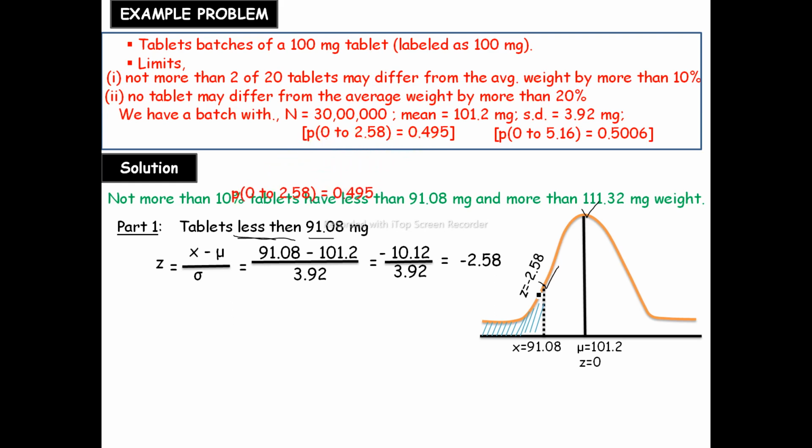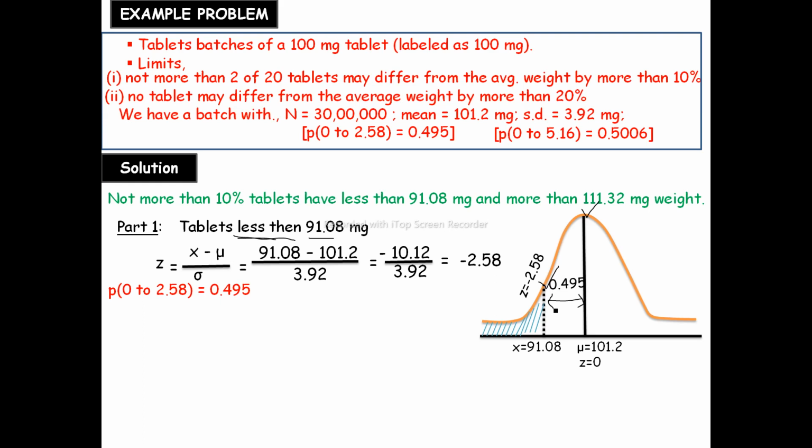Now it is given in the question itself. The probability of the area 0 to 2.58 is 0.495. So z equals 0 at this point and z equals 2.58 at this side, and this entire area is 0.495.